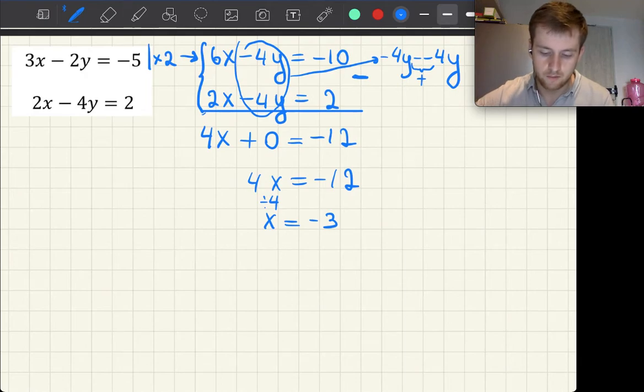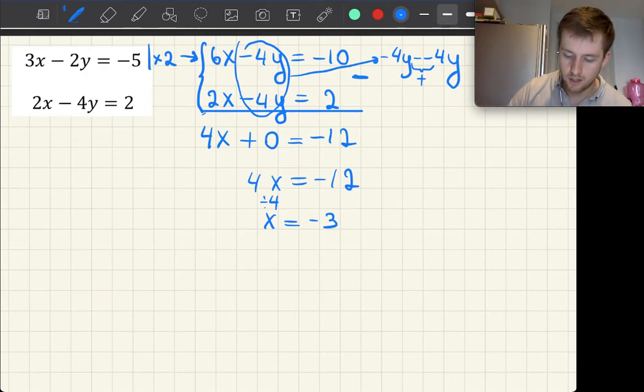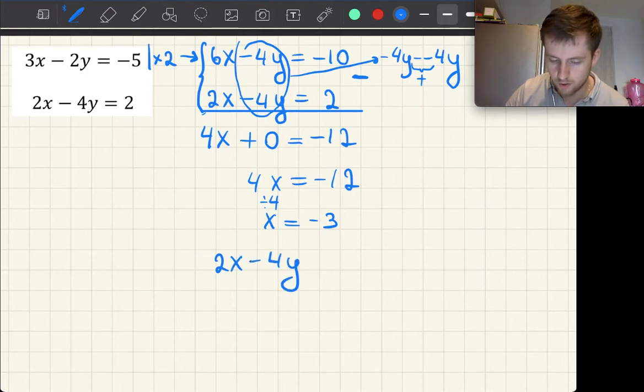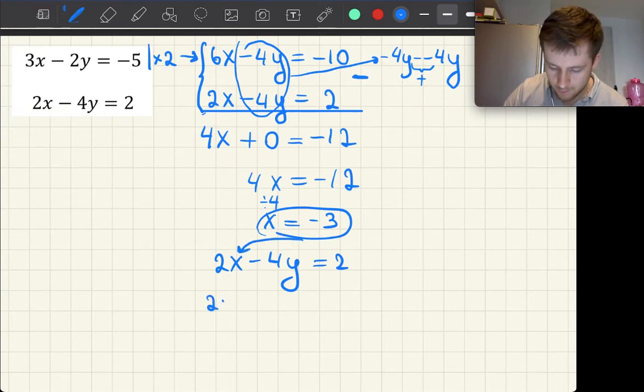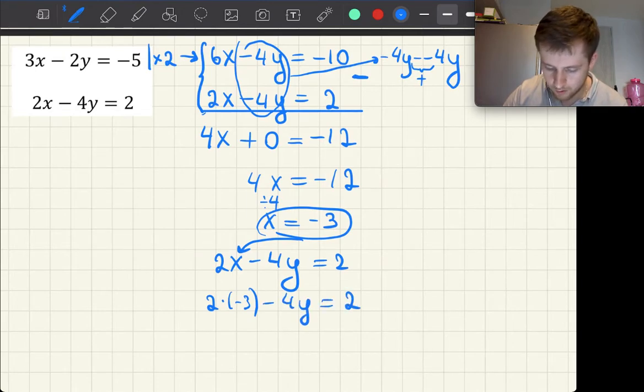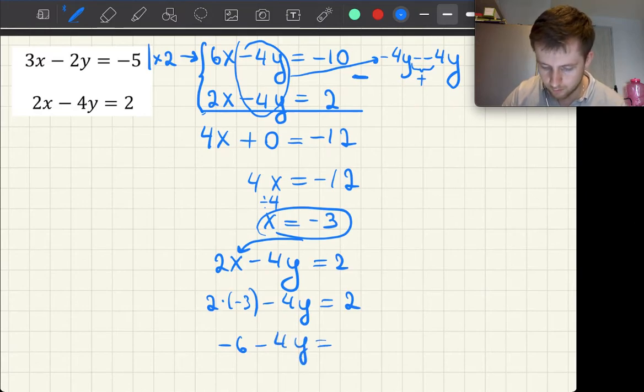And now that we have x, we can put it in one of the equations. I will check the second one. So 2x minus 4y equals 2, but x equals minus 3. So we put it here. 2 times minus 3 minus 4y equals 2, minus 6 minus 4y equals 2.